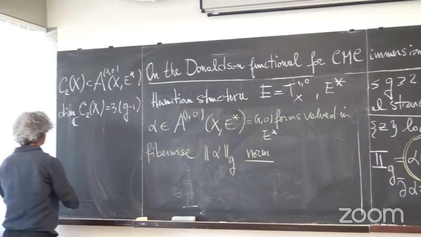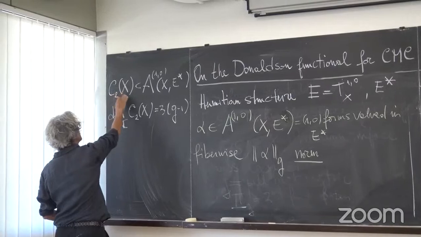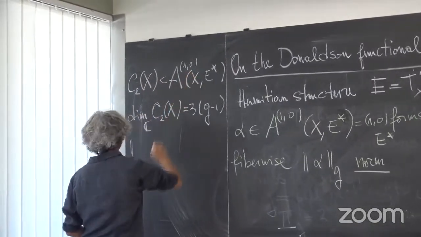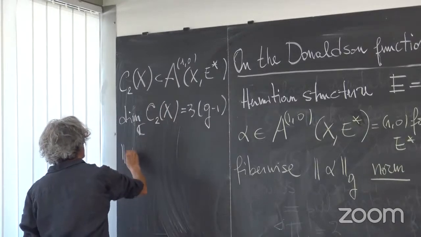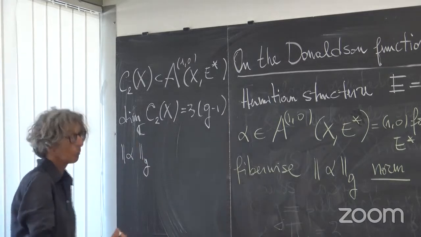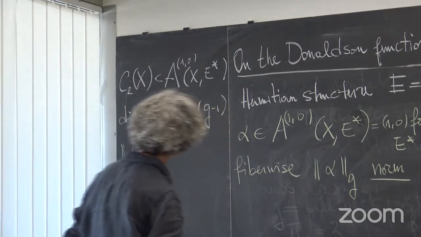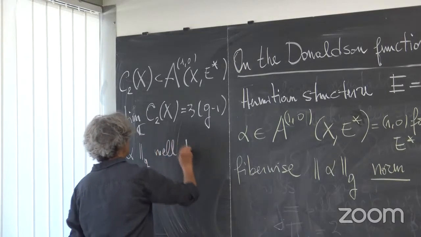So we'll just record this here together with the information that we have for C2. That's not only for C2, but for all the 1-0 forms valued in E star, we have a norm now which depends on the metric g, which is our unknown, as a matter of fact. We are looking for such a metric. This is well defined, that's just to say.